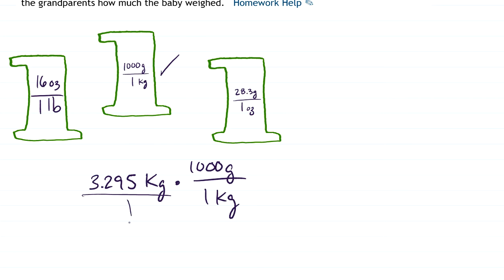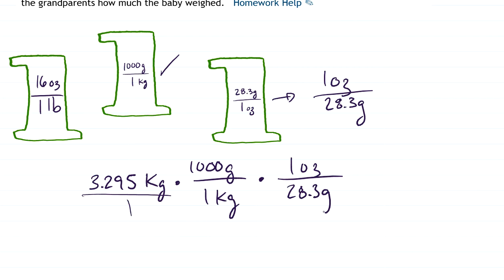Now I'm at grams, and I want to get to ounces. So the next one I'm going to use is actually going to be the reciprocal of this one. So I'm going to use the fact that 1 ounce, OZ, is the same thing as 28.3 grams. So I'm going to multiply this by 1 ounce over 28.3 grams. So now my grams will cancel, and right now my answer is in ounces.